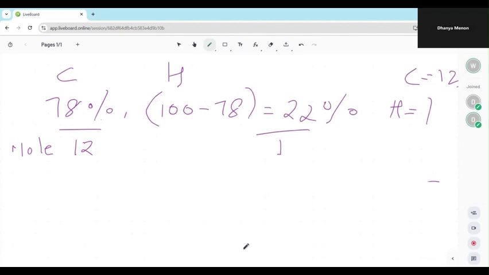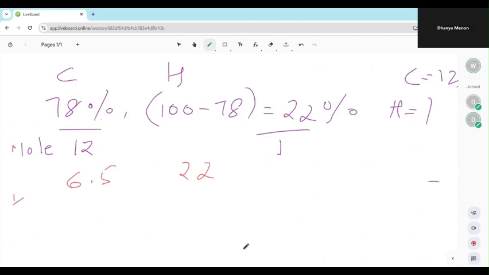So we divide each of the elements by their molar masses to get the number of moles. In the first case, when we divide, we get 6.5. Over here I'm writing it here, 22. Okay, what is the next step?